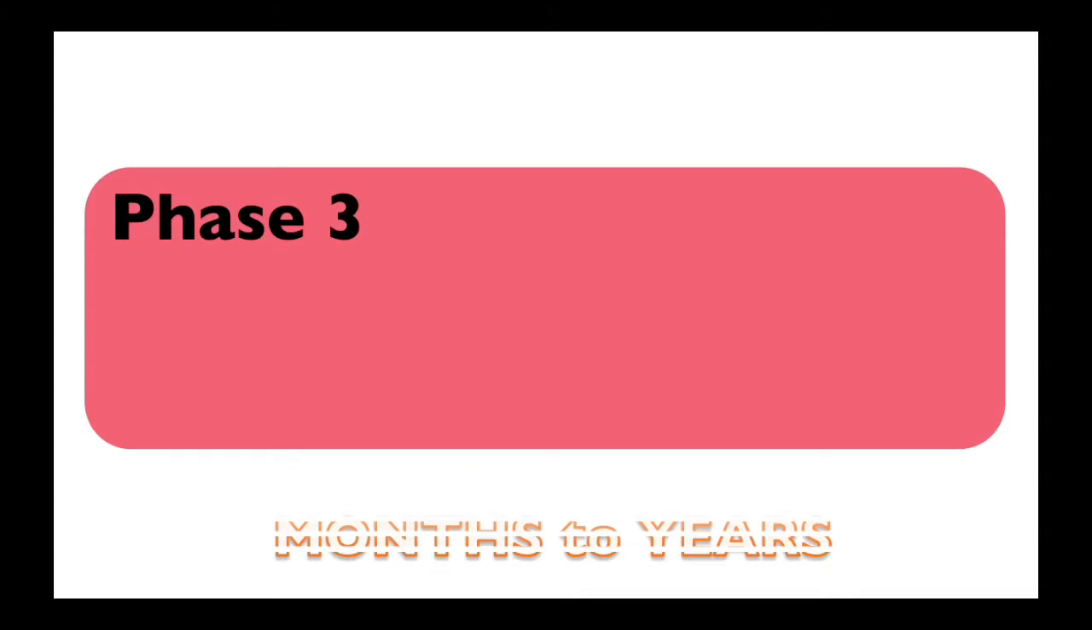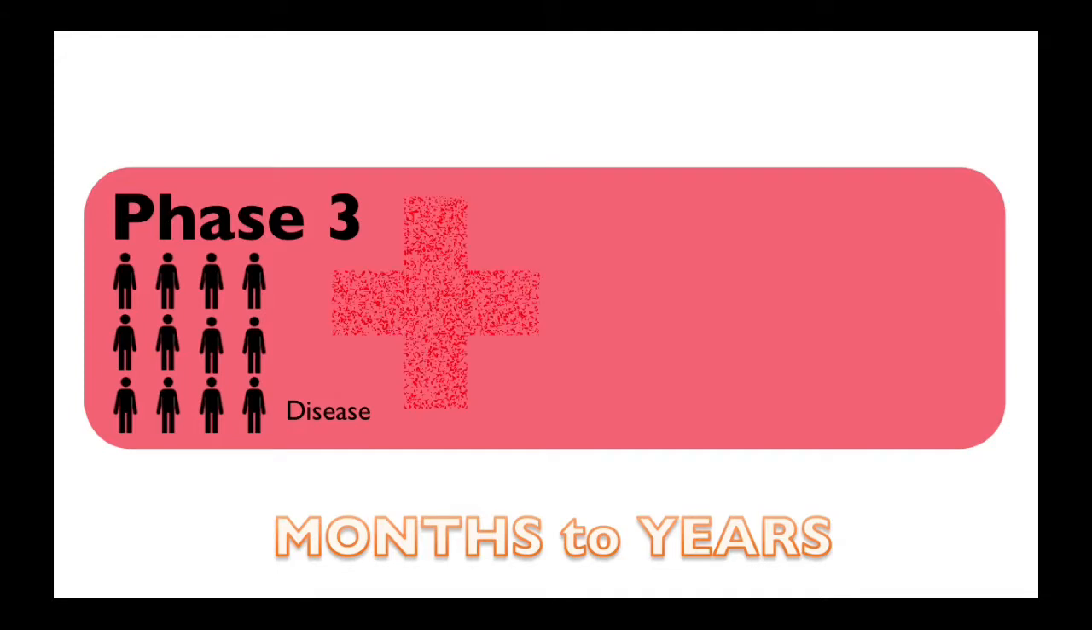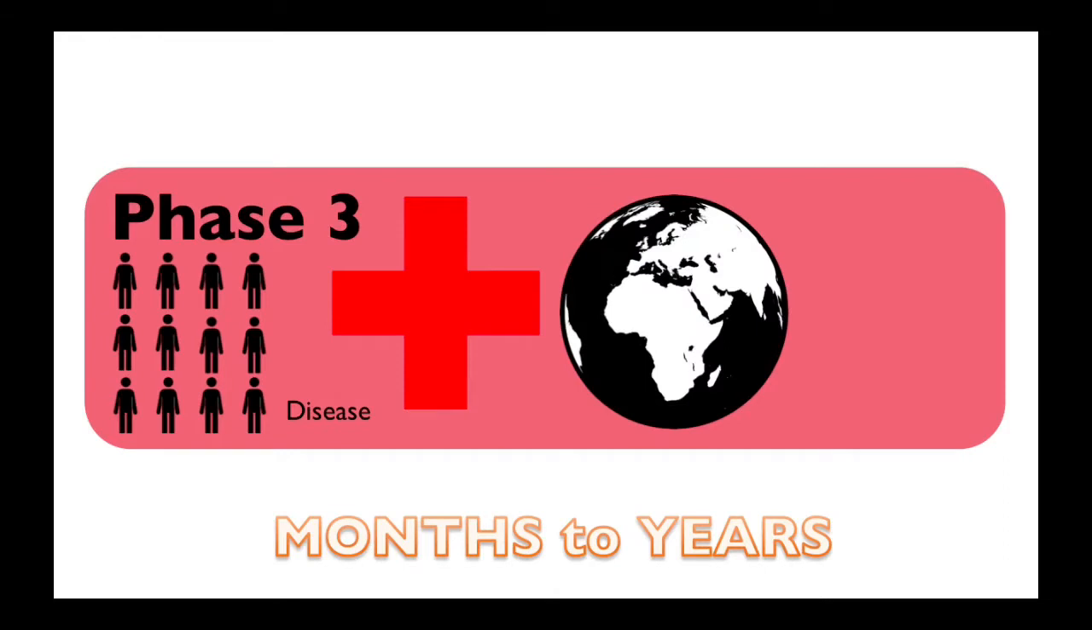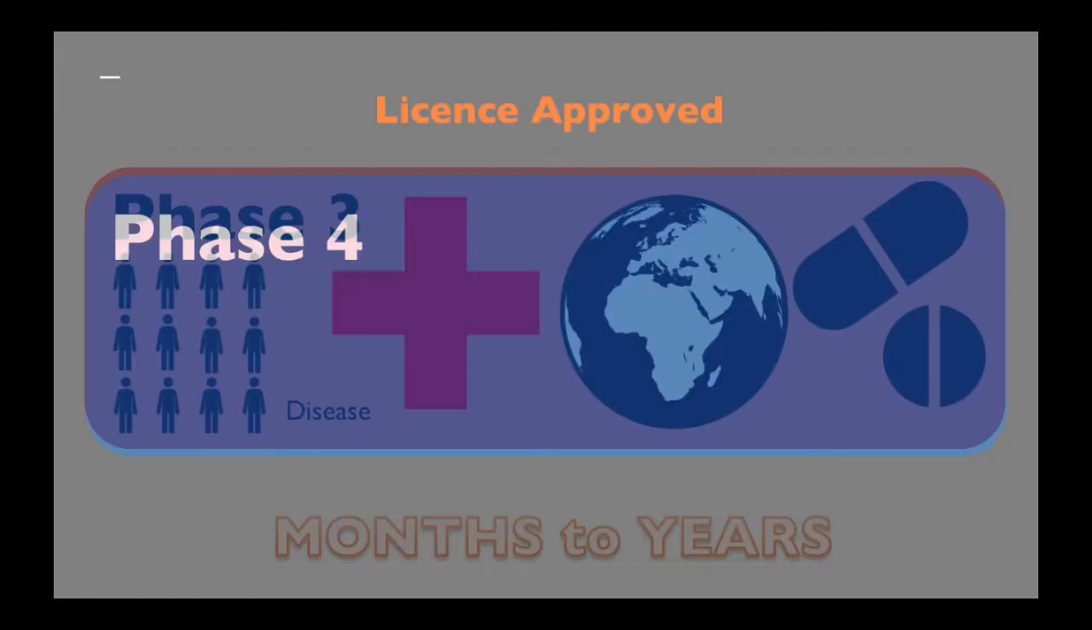Phase 3. These last months to years. People are also affected with the disease. However, there can be up to thousands of participants. These trials test if the treatment is effective and how they are over a longer period of time in different countries, and test against existing treatments.